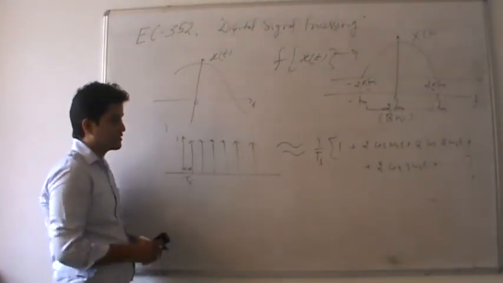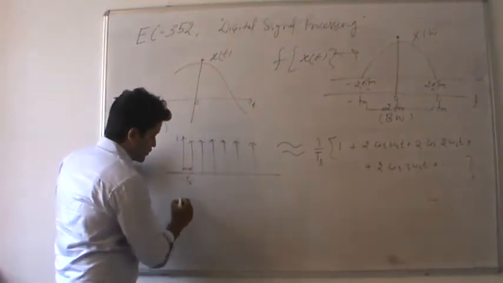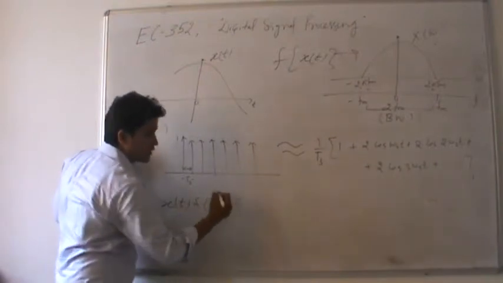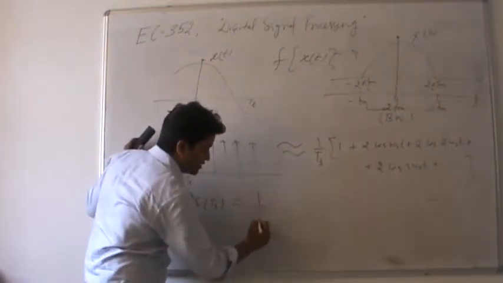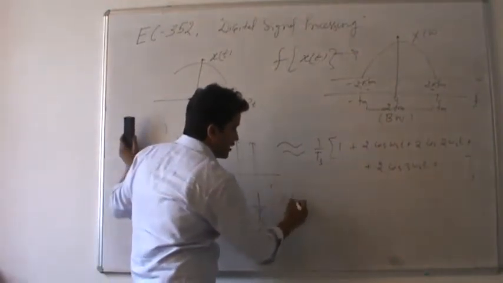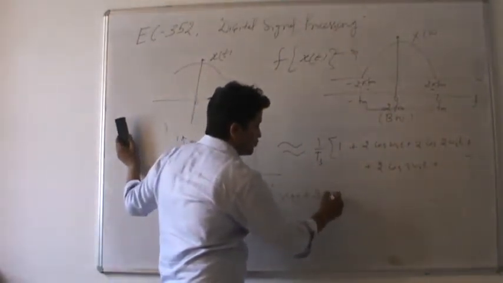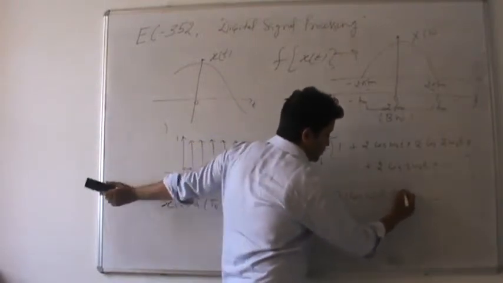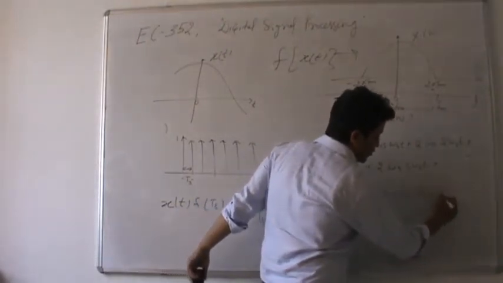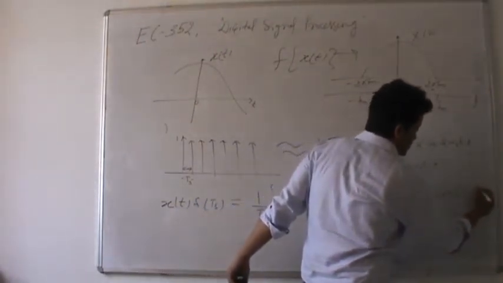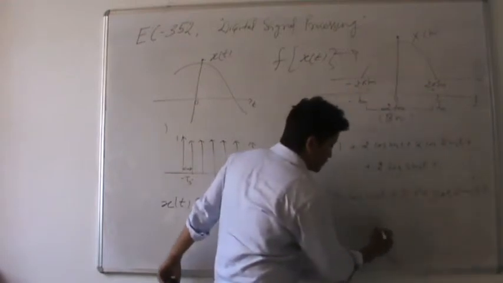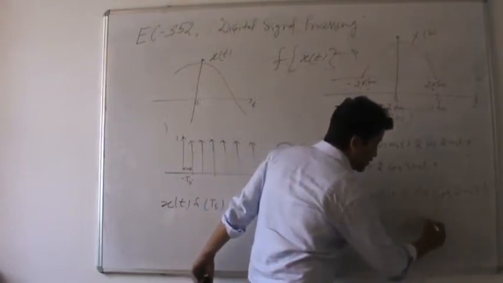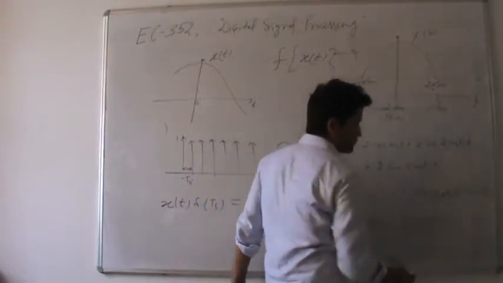We have the original signal x(t). So I can say that x(t) δTs will be equal to the multiplication of these two things, and it will make it equal to 1/Ts [x(t) + 2x(t) cos ωs t + 2x(t) cos 2ωs t + 2x(t) cos 3ωs t] and so on.